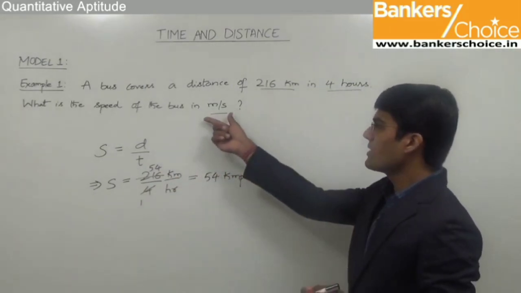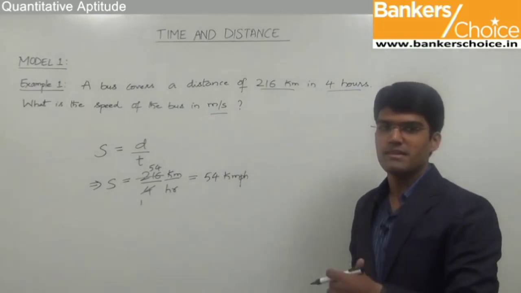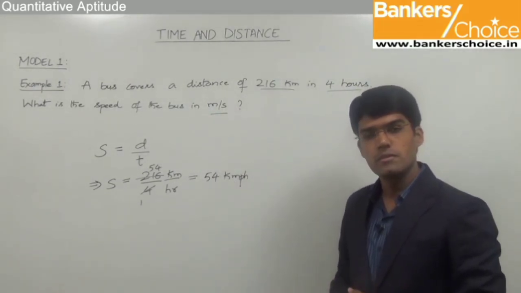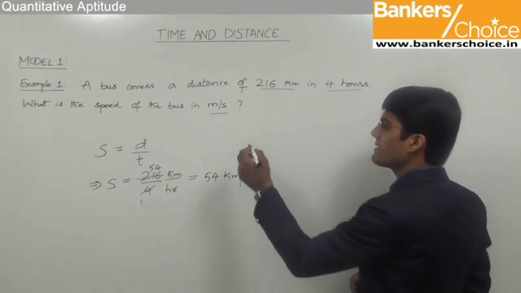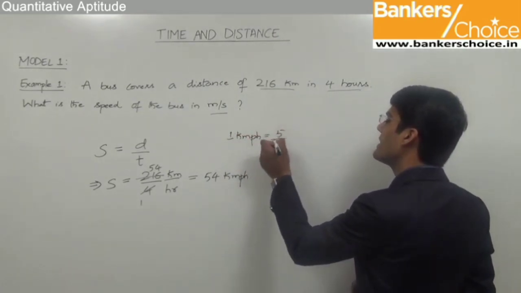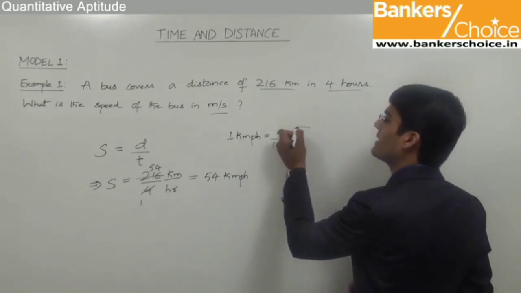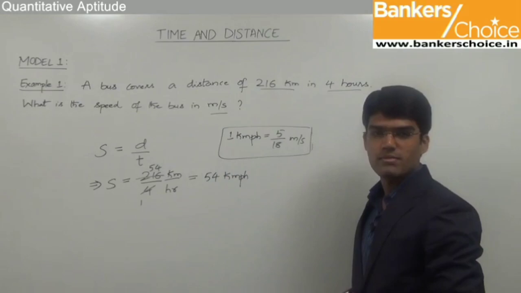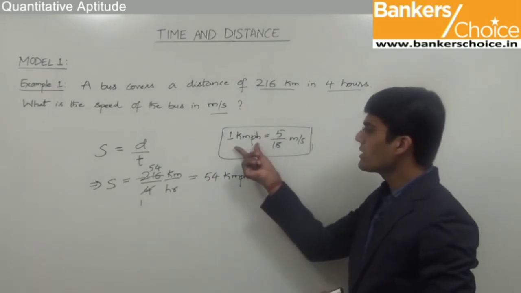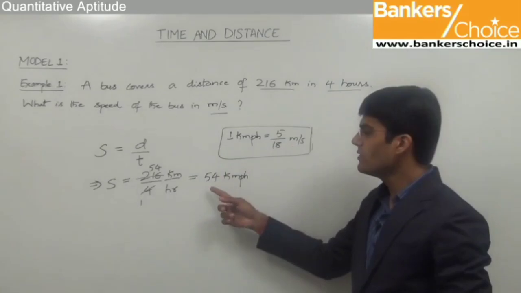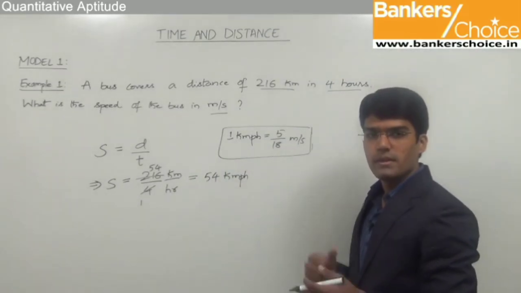But as given in the question, we are supposed to find out the speed in meters per second. So let us convert the speed from kilometers per hour into meters per second. As we have discussed earlier, 1 kilometer per hour will be equal to 5 by 18 meters per second. So with the help of this equation, we can convert the speed into meters per second. So whenever we have to convert kilometers per hour to meters per second, we can simply multiply the given value by 5 by 18 to get the required answer.